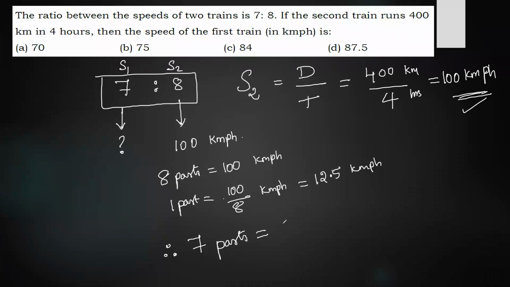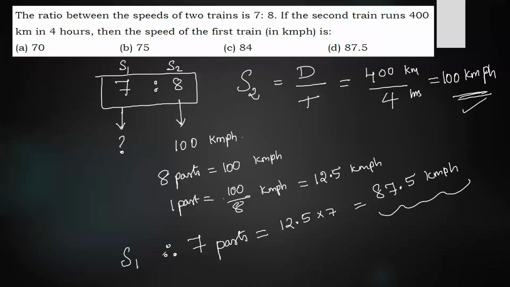Therefore, 7 parts equal 12.5 into 7. So more than 84. The only option with a decimal is option D. So 87.5 km/h. Is it clear? So we know the ratio for two trains, and if we can find the speed of the second train from the given distance and time, then comparing the ratios we can find one part, and 7 parts equal 87.5.